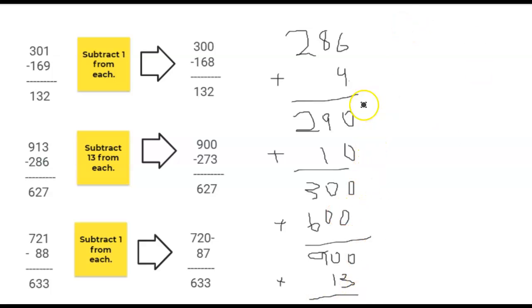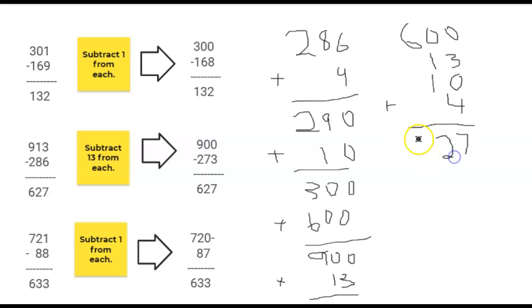Now if we add these up, we added 4, we added 10, we added 600, and we added 13. And if you add those numbers up, you get 627, just as we did before. 3 plus 4 is 7, 1 plus 1 is 2, and then 6. So 627. So you can just use the adding strategy if you want.